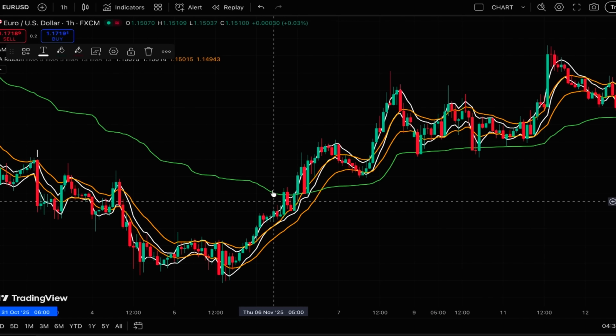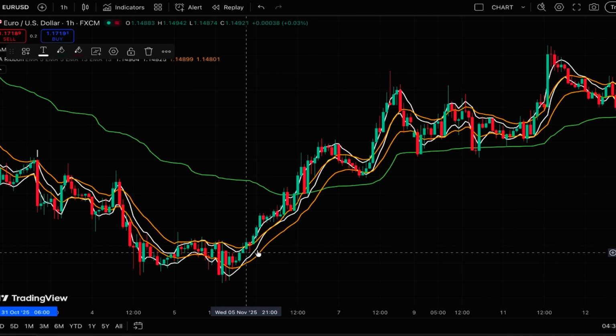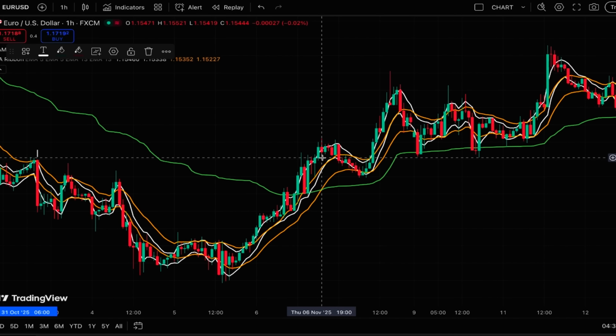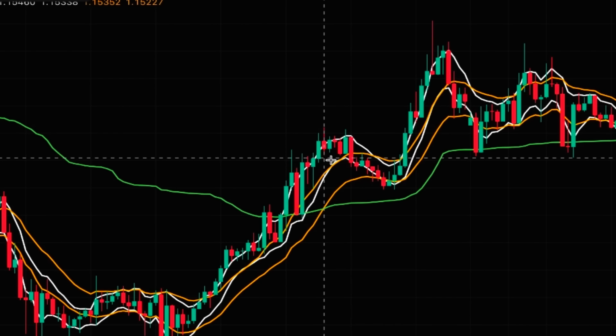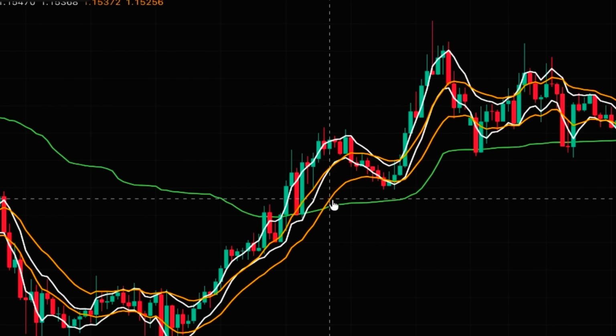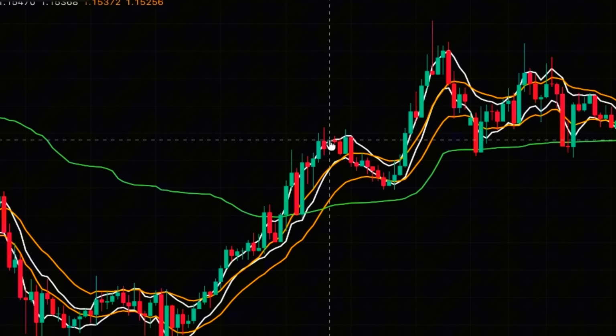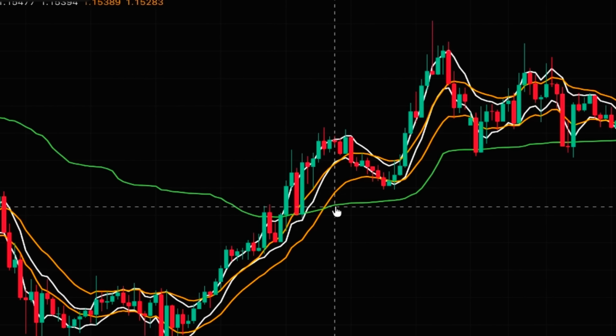For a long position setup, we wait for the price to cross from below the green line to above the green line. This is an early signal of reversal, but we need more confirmation. In the next step, both the white channel and the orange channel should completely go above the green line. When this candle is closed, you can see that 4 of these EMAs are completely above the green line.